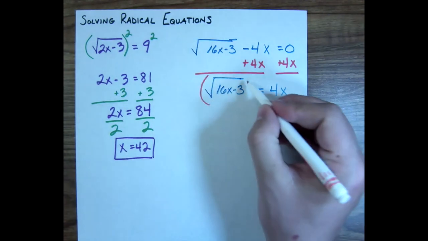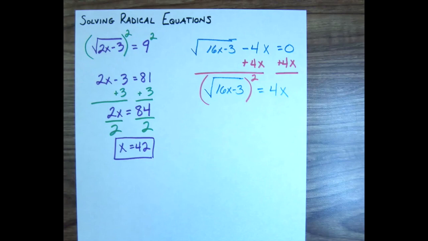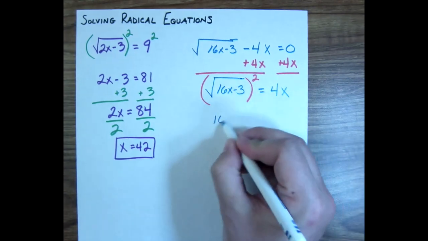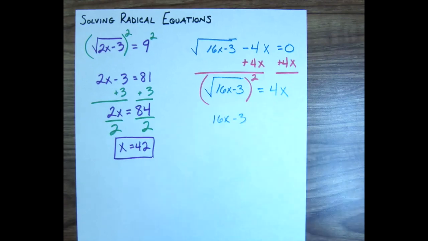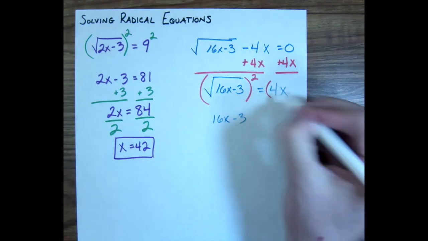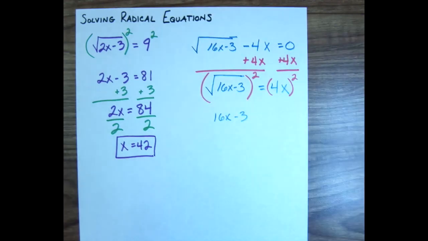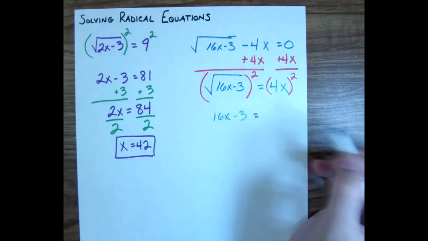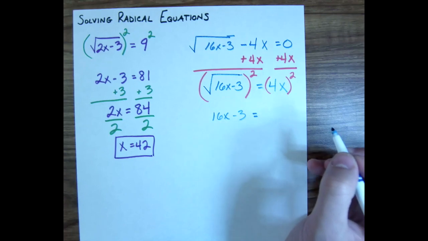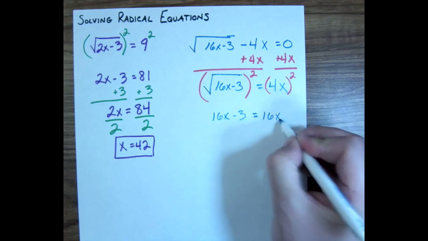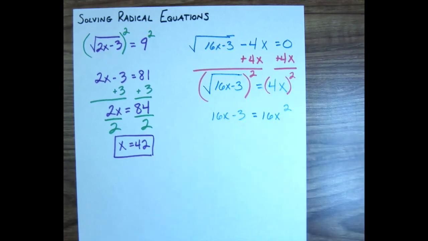Because if I square the square root of 16x minus 3, what do I get? Just 16x minus 3. I also need to square the right side. What is 4x squared? Yes, 16x squared. There we go. Great. Love it. Okay, good. Now what?